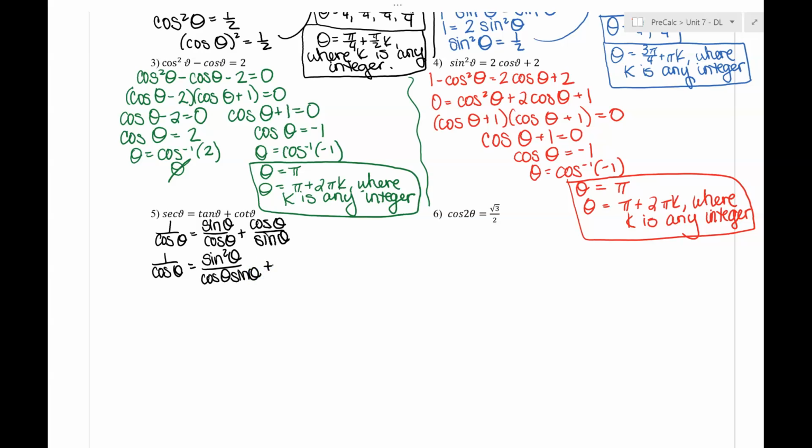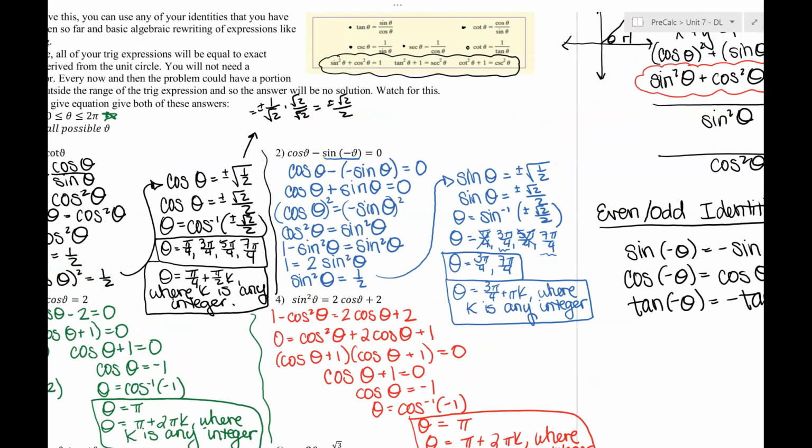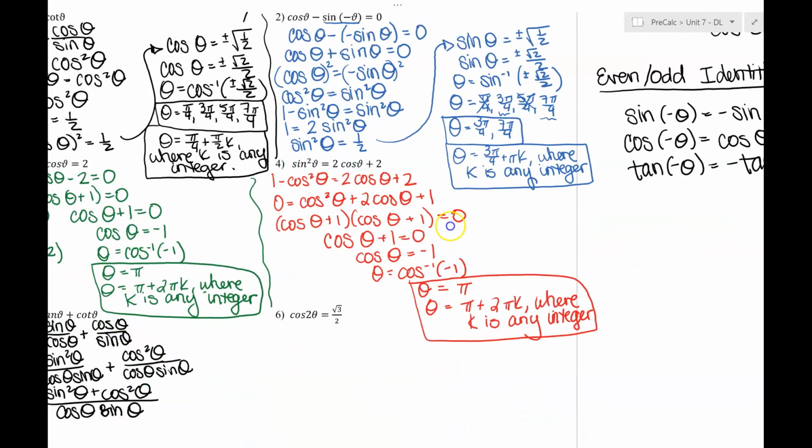And then on the right-hand side, I'm going to multiply cosine theta over sine theta by cosine of theta over cosine of theta. So I get cosine squared theta over cosine theta sine theta. In doing this, I'm able to combine the fractions, which is nice. So I get sine squared theta plus cosine squared theta all over cosine theta sine theta. Our original Pythagorean, sine squared plus cosine squared, is equal to 1.